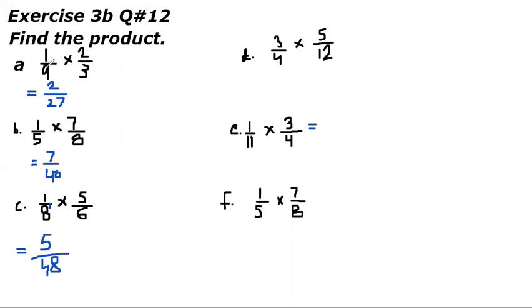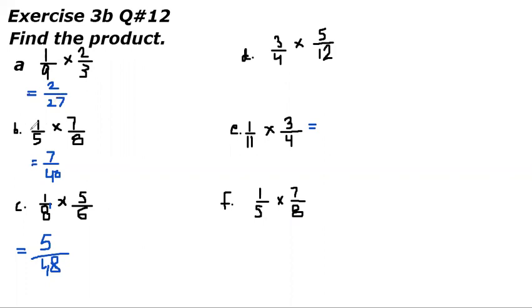3 is a factor of 9, but we cannot cancel denominator with the denominator. So simply we have to multiply this question. 1 times 2 gives us 2 and 9 times 3 gives us 27, and this is the answer. You can see 2 is an even number and 27 is an odd number.